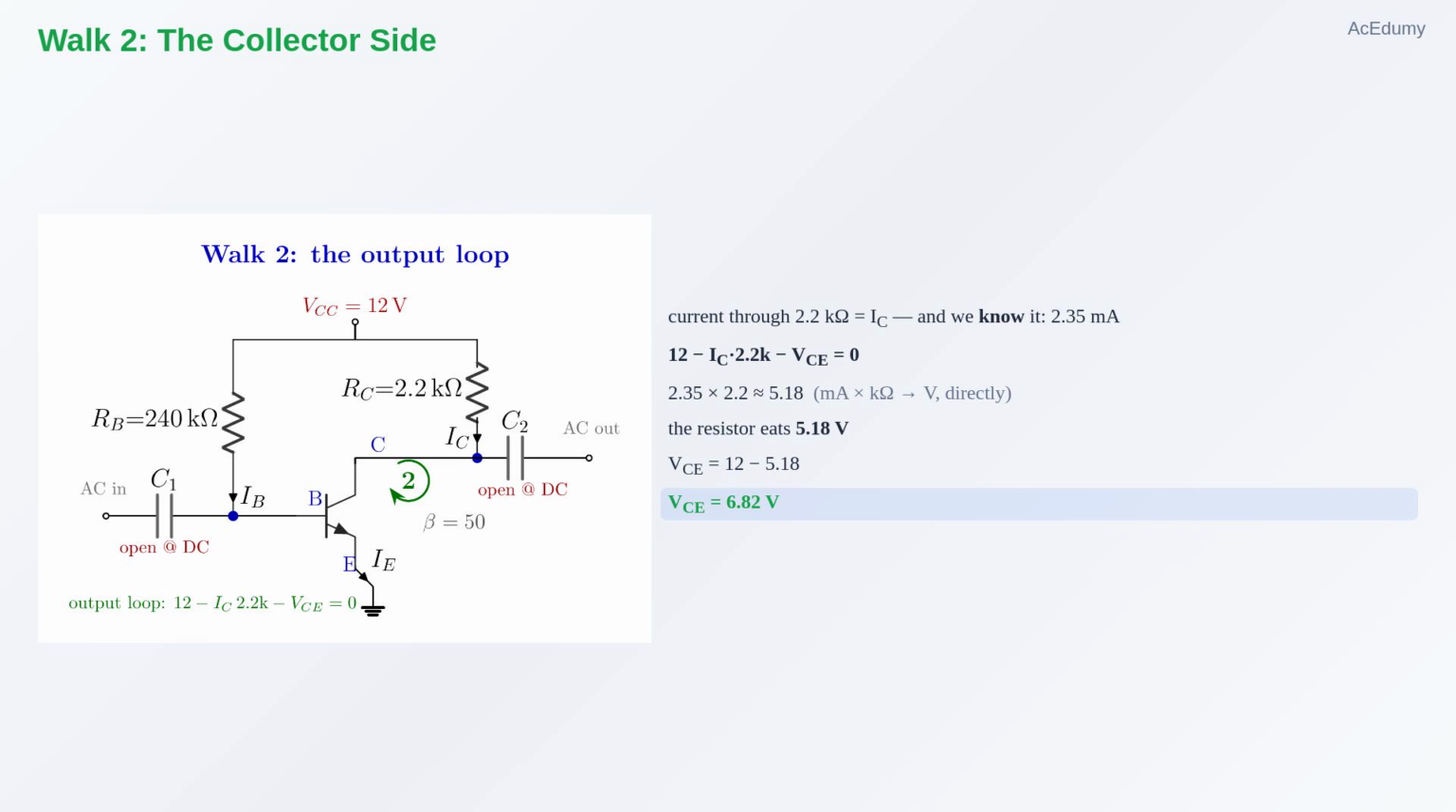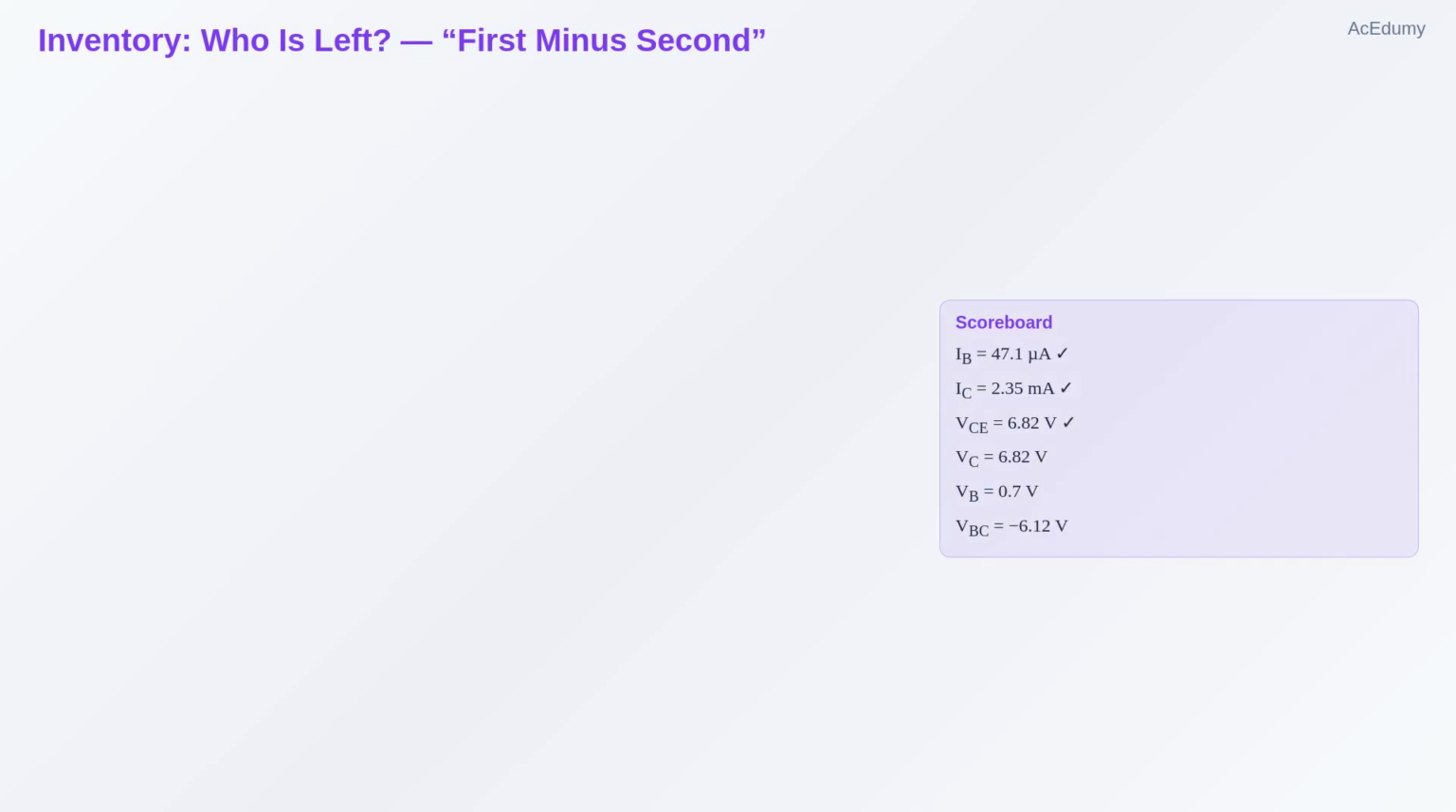Sanity check before moving on. 5.18 plus 6.82 is exactly 12. The whole supply is accounted for. Nothing leaked. Lovely. Let us take inventory. I sub B found. I sub C found. V sub CE found. Who is left? V sub B, V sub C, and V sub BC. And for these I will hand you a rule that pays rent forever. Any voltage with two subscripts is simply first minus second. V sub CE is V sub C minus V sub E. Always. Do not forget this one.